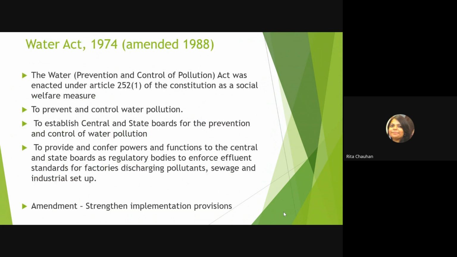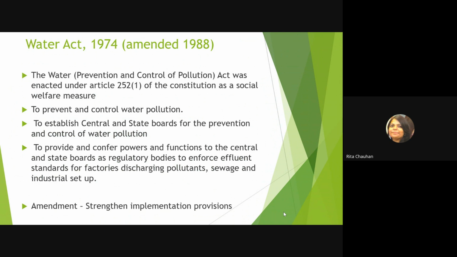In India, we have different kinds of acts, like the Water Act. It was enacted in 1974. Basically, it is called the Water Prevention and Control of Pollution Act. It means we are preventing pollution and also controlling water pollution. So both things are there. We have to prevent further pollution, and the pollution which is already happening, we have to control.